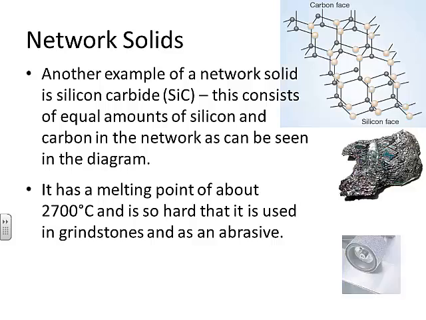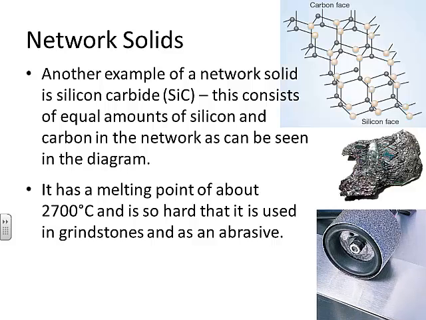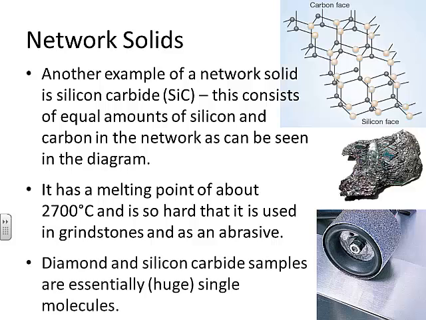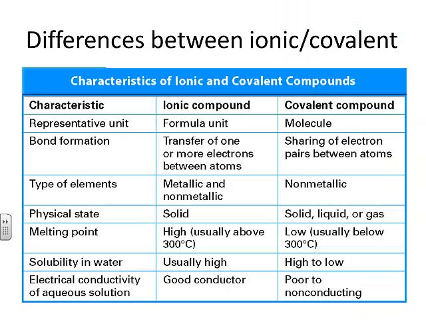Now silicon carbide has a melting point of about 2,700 degrees Celsius, and it's so hard that it's used in grindstones and used as an abrasive. Diamond and silicon carbide samples are essentially huge single molecules, and they're extremely hard, both of them. However, diamond is naturally occurring and silicon carbide is man-made. This table emphasizes differences in the characteristics of ionic compounds versus covalently bonded compounds. Take some time to look this over.